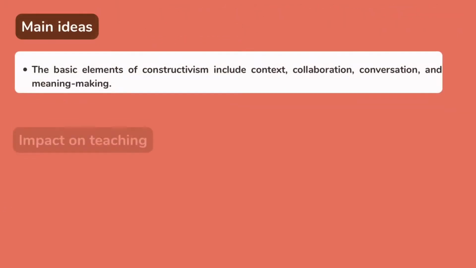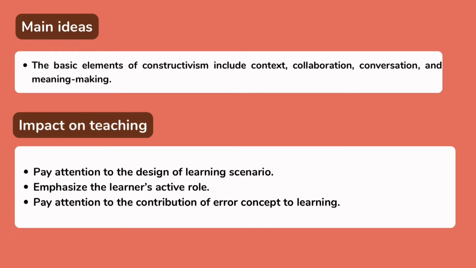The elements of constructivism include context, collaboration, conversation, and meaning making. This means teachers should not teach a learner in a traditional way, but should encourage students to cooperate or interact with peers. Students should process information and construct meaning of knowledge actively rather than listen to teachers passively. Impact on teaching of constructivism.